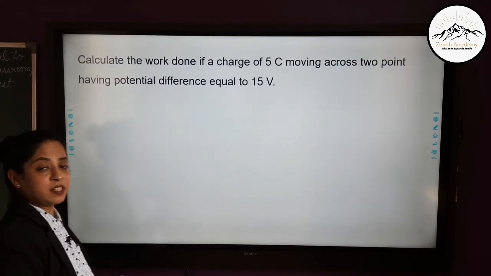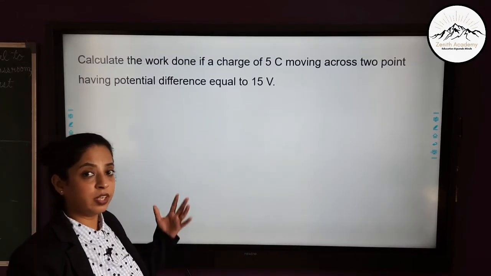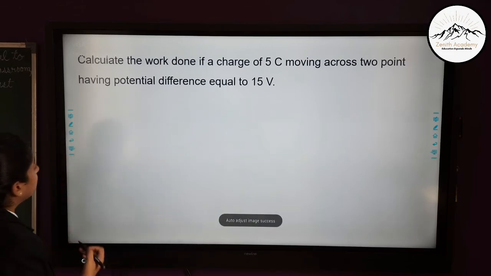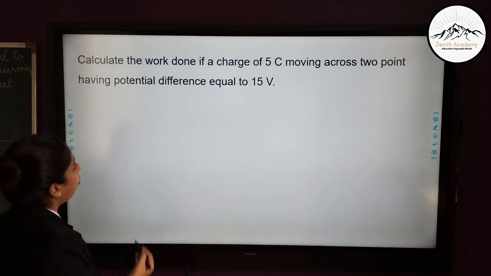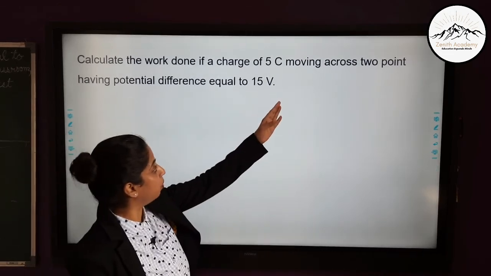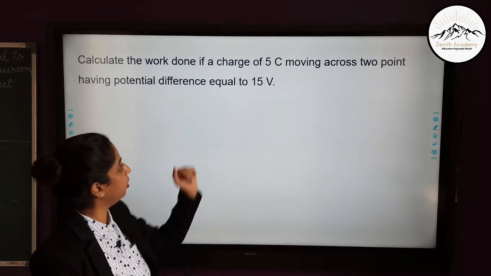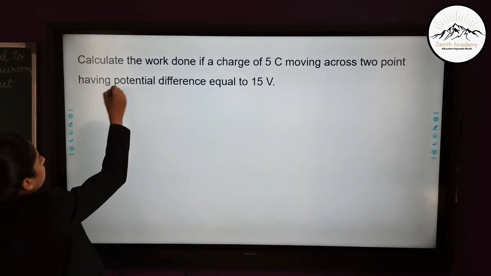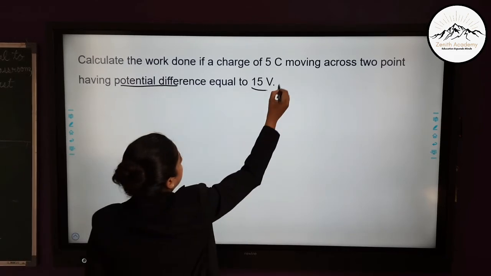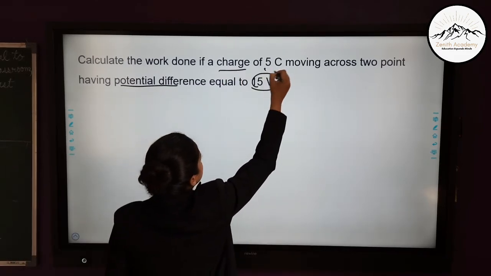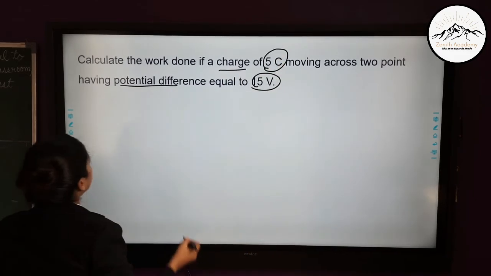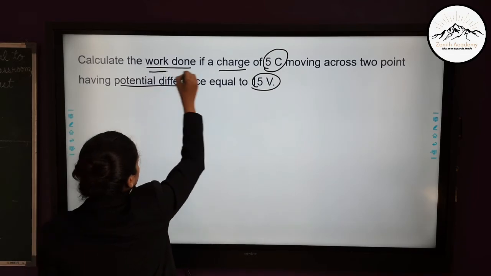Now let us solve some numerical problems on this so that you understand it very well. The first question is, calculate the work done if a charge of 5 coulomb is moving across 2 points having potential difference equal to 15 volt. Now they have given the potential difference as 15 volt and the charge as 5 coulomb and we have to find the work done.